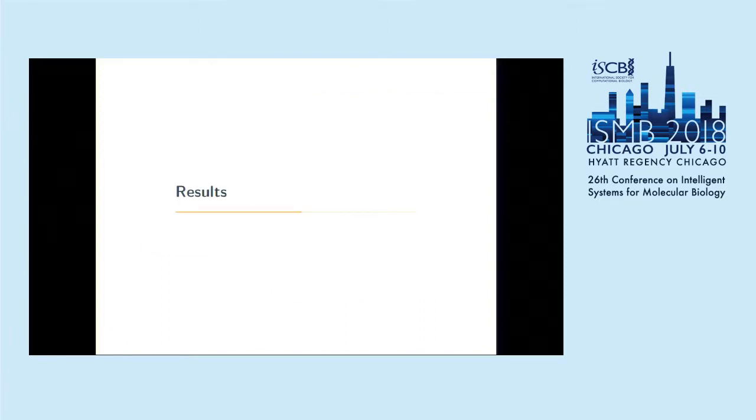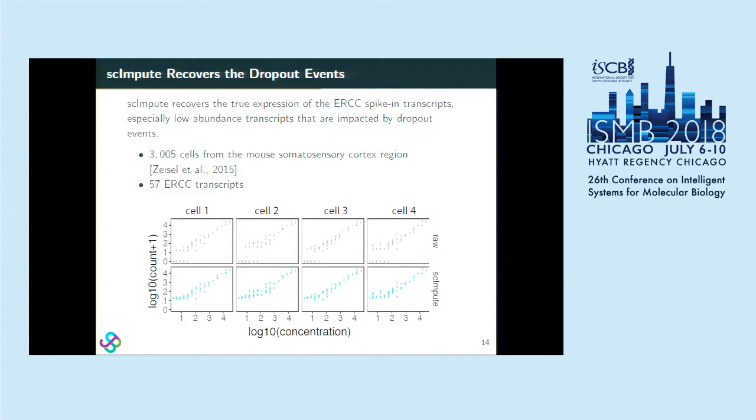We evaluate the performance of scImpute using multiple data sets from different perspectives. And the first example I would like to talk about involves about 3,000 cells from the mouse cortex region.